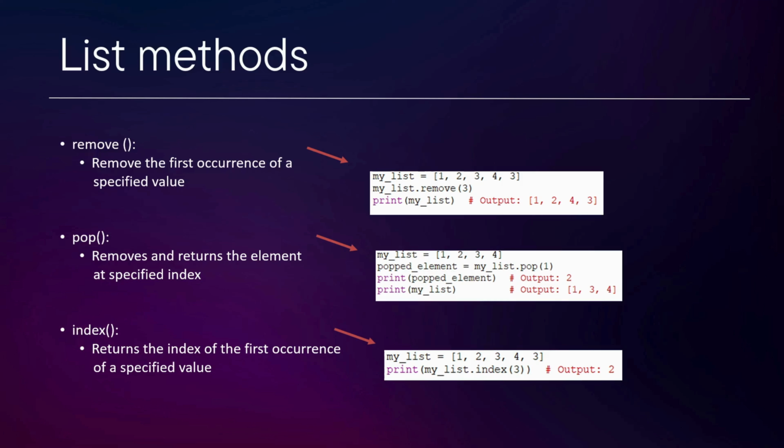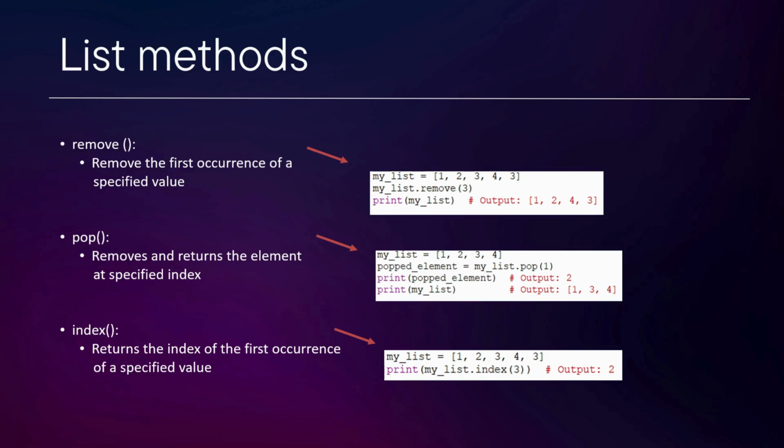For example, if I do my list dot remove 3, it will just change the list and remove 3. But if I do pop, it will remove that particular element that I'm trying to remove, let's say 1. So it will remove 1 but also return it to me, and I can store it in a variable. If I see in the example, I can do print popped element. According to the second line, I removed the element which is the number 1, and the value of that is stored in the variable called popped element.